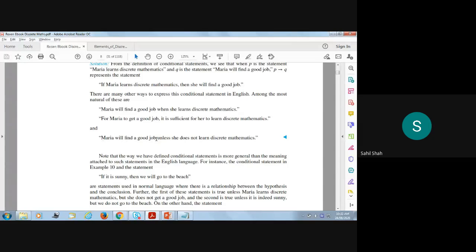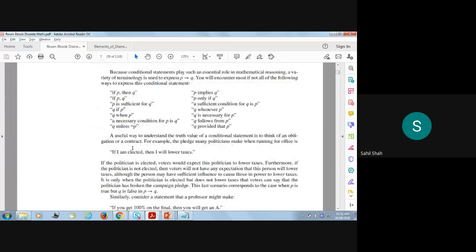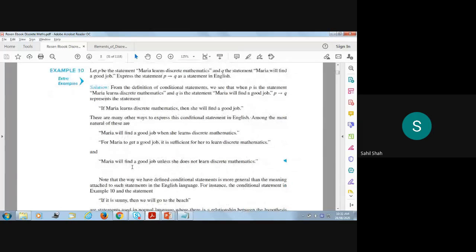Maria will find a good job unless she does not learn discrete mathematics. Alternatively, I am using the notation P unless negation of Q. If the sufficient condition is not satisfied, then Maria won't find a good job. Maria will find a good job unless she does not learn discrete mathematics.